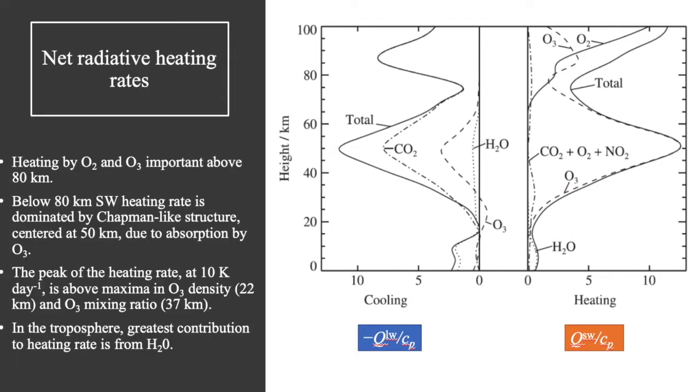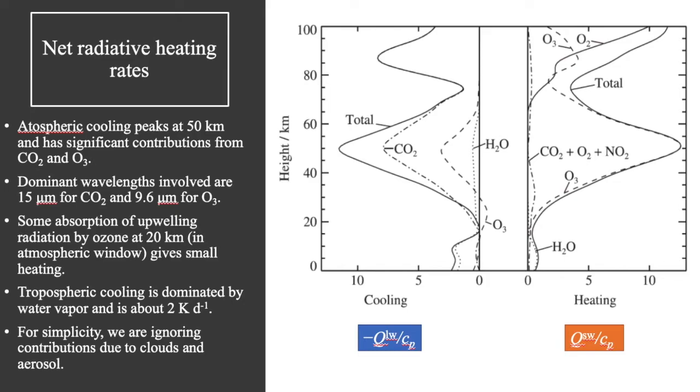So, as we were saying, the heating due to ozone and oxygen is really important higher up in the atmosphere. And this is the Chapman structure that I mentioned before, centered at about 50 kilometers, almost entirely due to ozone, which again underscores the importance of having ozone in the atmosphere. And water vapor is the most important contributor in the troposphere. What else could we say?